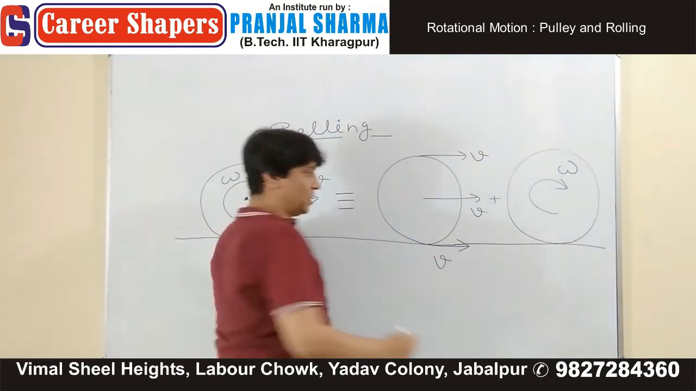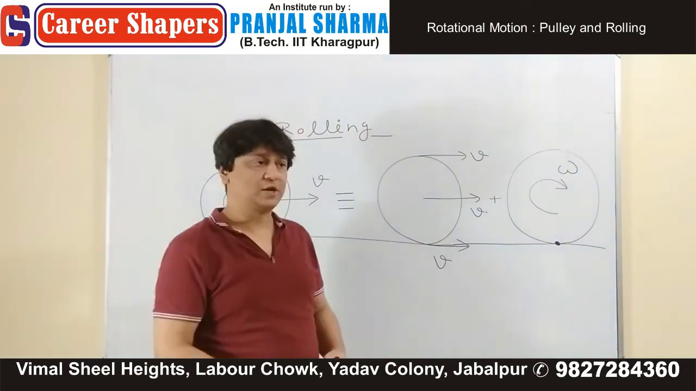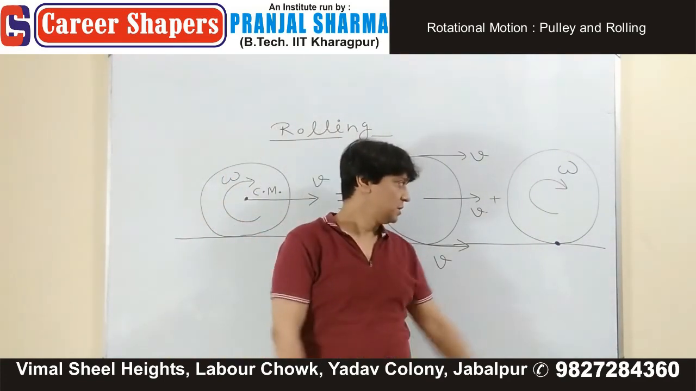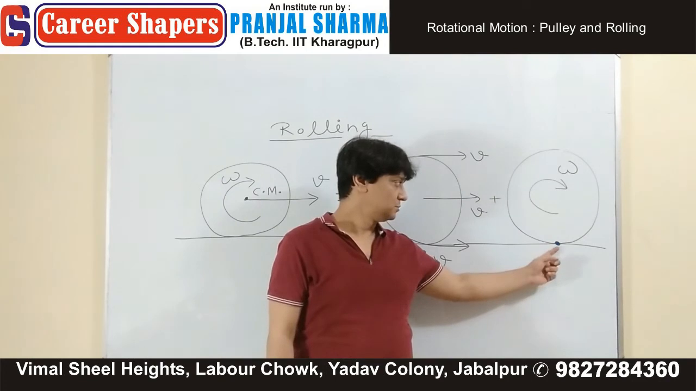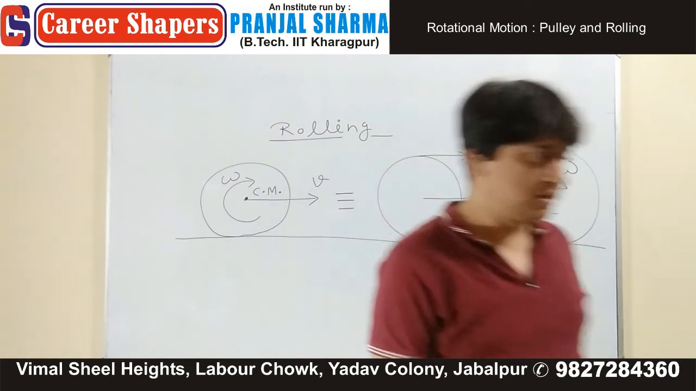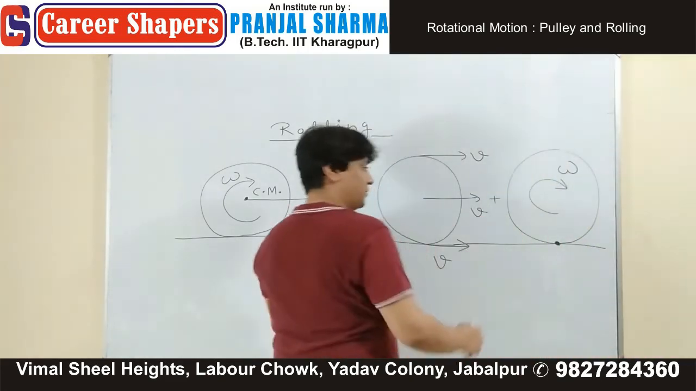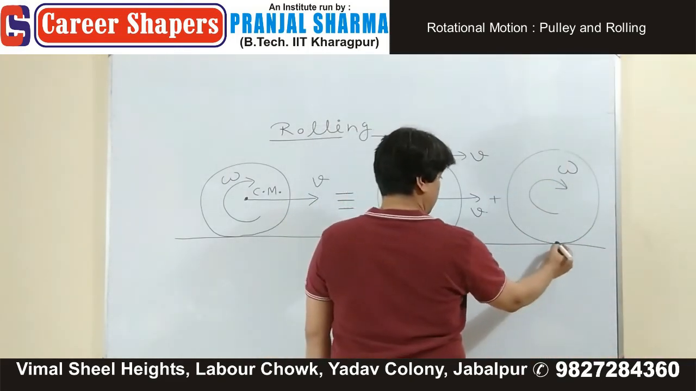Now who will tell me the velocity of this point? What is the velocity of this point along with the direction? Write down in the comment box fast. What is the velocity of the lowest point? Should not take more than 5 seconds. Good. The velocity of this point is in this direction.